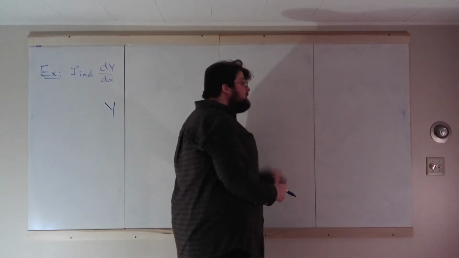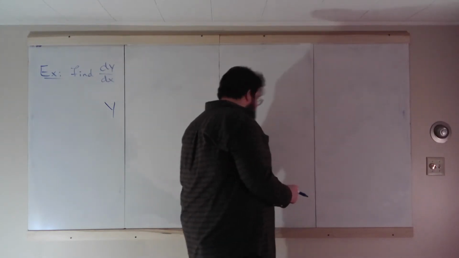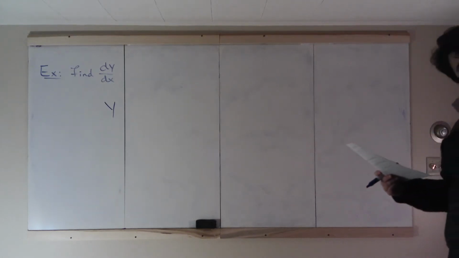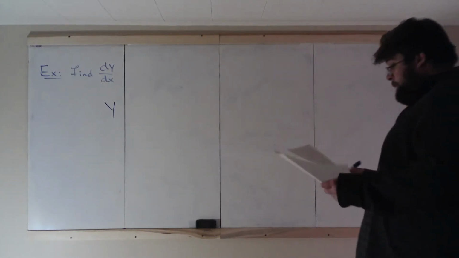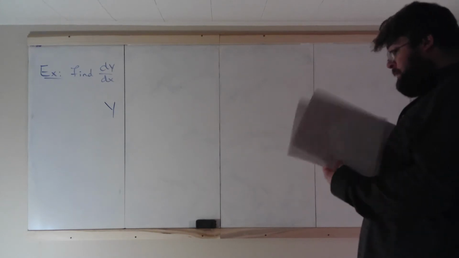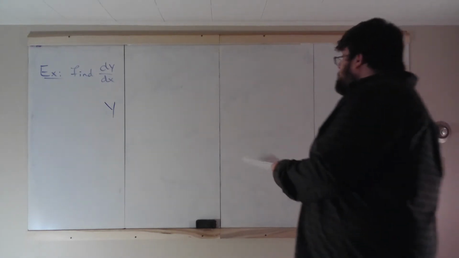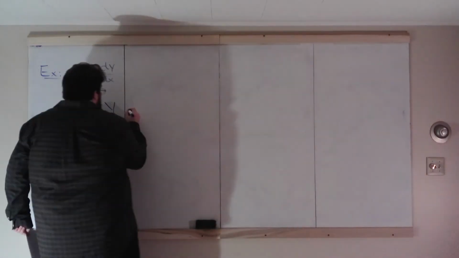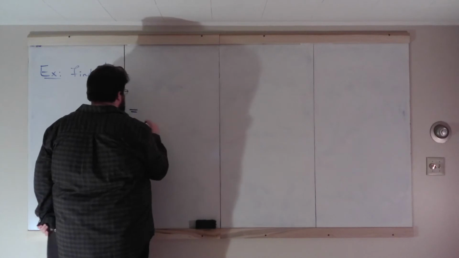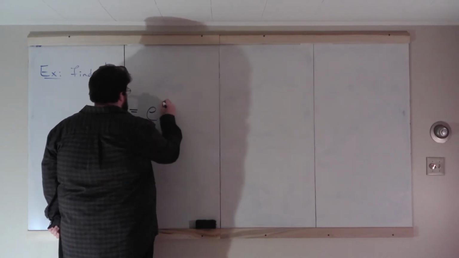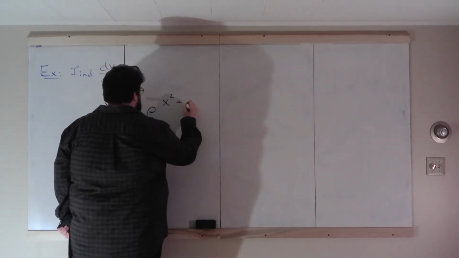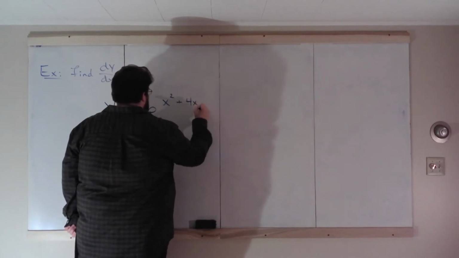Let's do a few more. Let me look at my notes to see what kinds of problems I haven't done yet. There's a lot of trig in my notes. We already covered trig pretty well. Oh, okay, we didn't do anything with logarithms. How about y equals e to the x squared plus 4x minus 3.